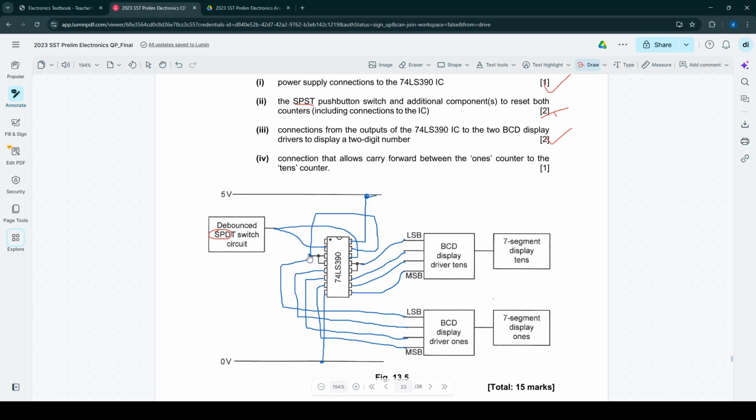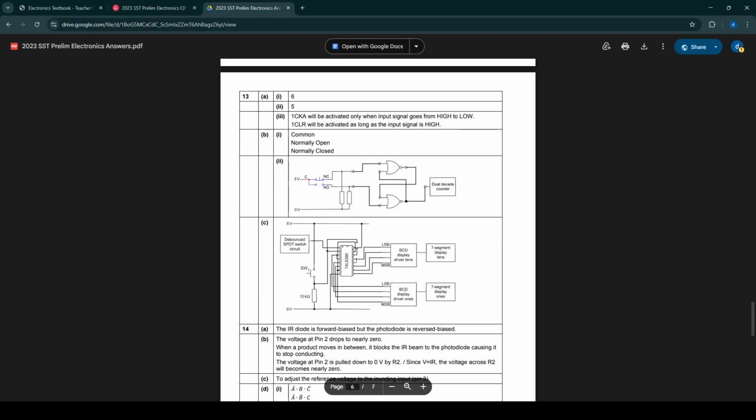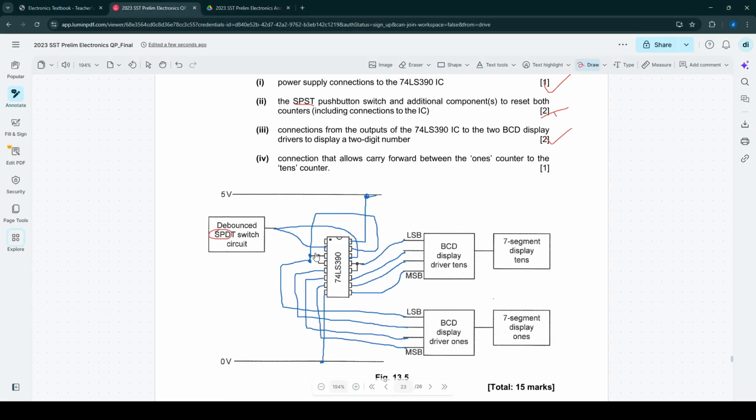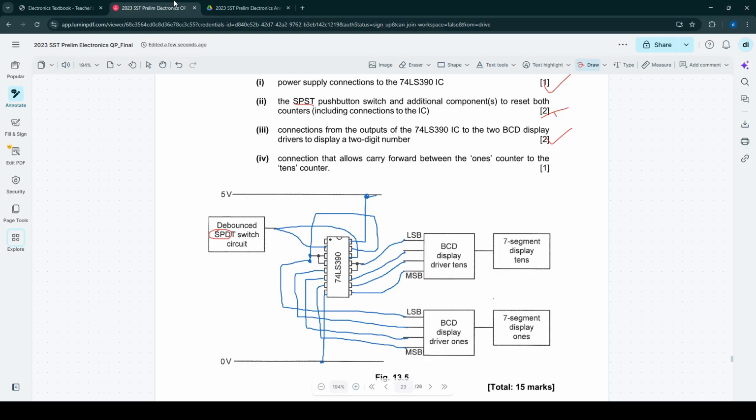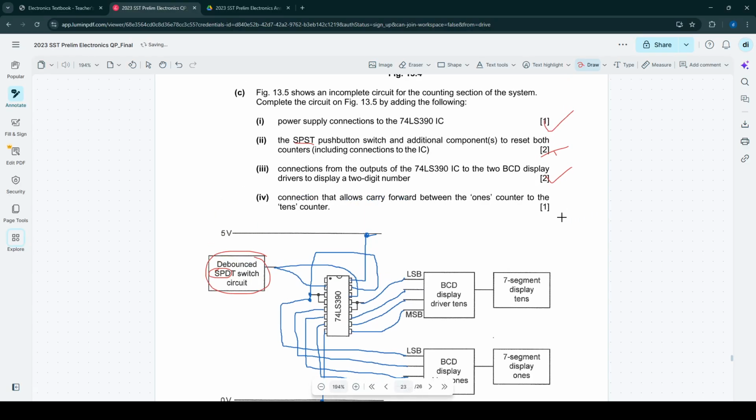Your what? Why are you connecting the 1s to the clock? Shouldn't it be the 10s? I'm wrong. Oh wait, no, that's the. Oh my gosh, this is the. No, you're wrong. You never connected the switch, so you're wrong.